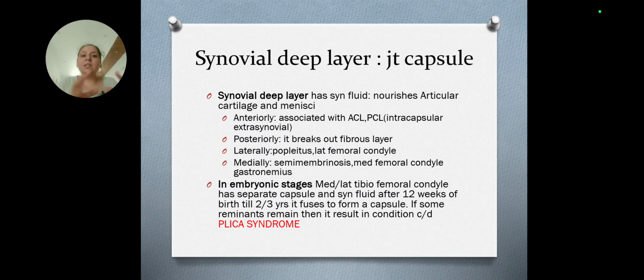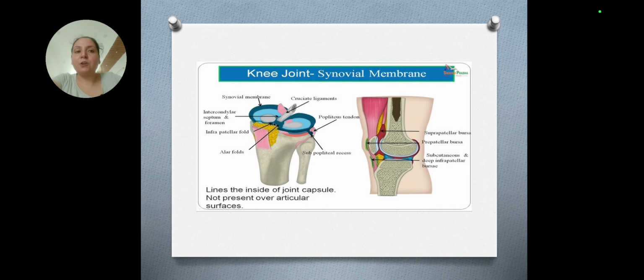Now sometimes small remnants remain. That becomes a problem area, called plica syndrome. Loose folds are kept here and there, the remnants are left here and there. That becomes painful, a cause of a painful knee, and we categorize it as plica syndrome.